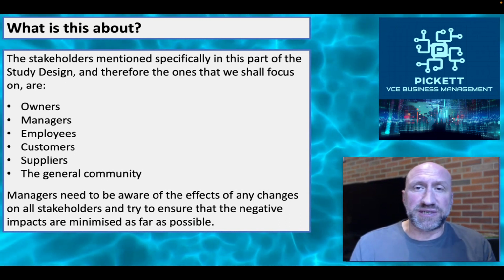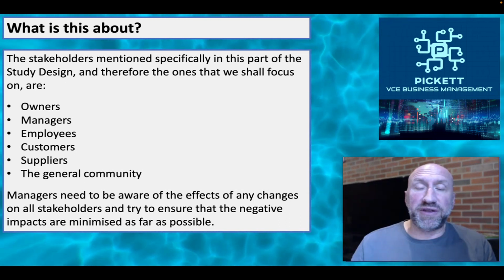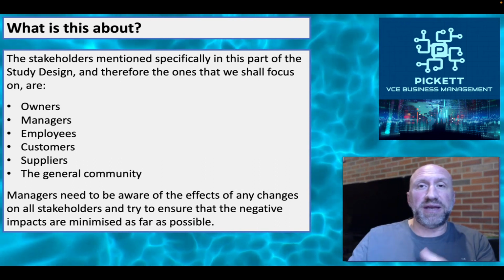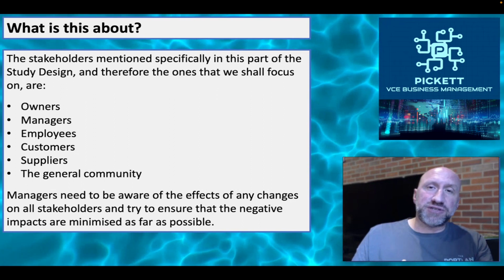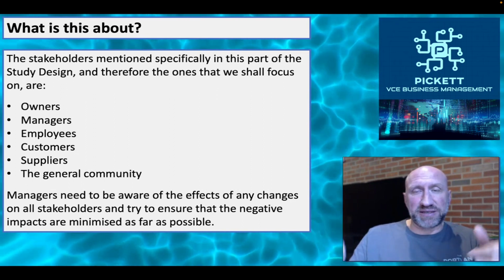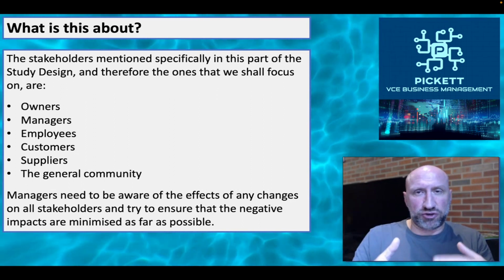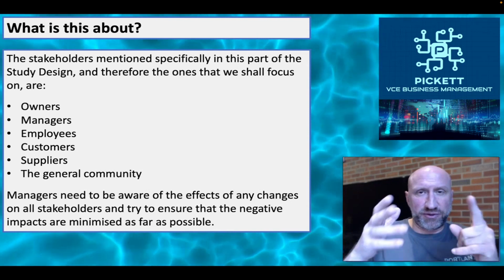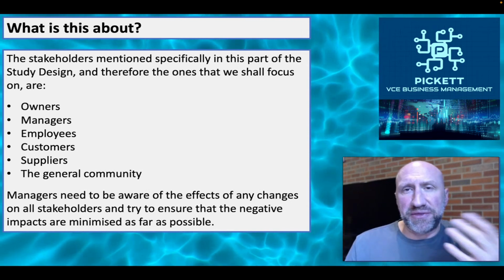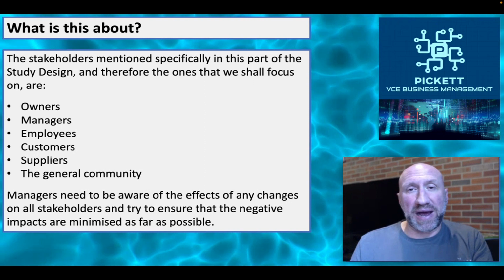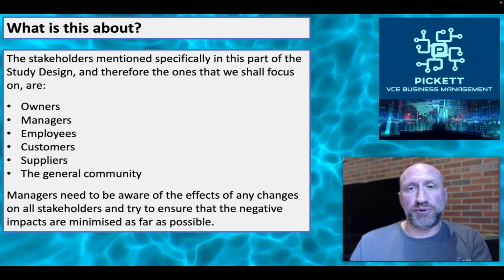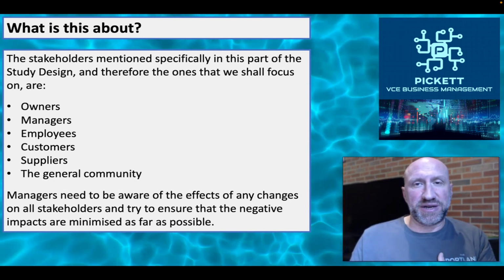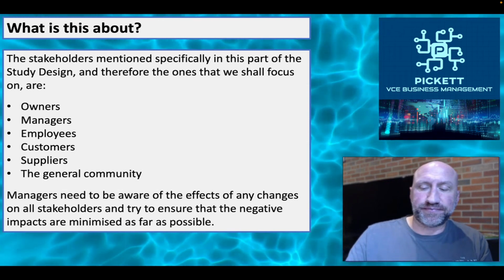So basically what we're saying is managers need to be aware of the effects of any changes that they're making in the business on each of these stakeholders. And there's going to be positive and negative impacts, and that's how we structure this. For each of those groups, we're going to talk about them in terms of the positives and the negatives. And therefore, if you're aware of the negative impacts that potentially could happen, you could put strategies in place to minimize those negative impacts.